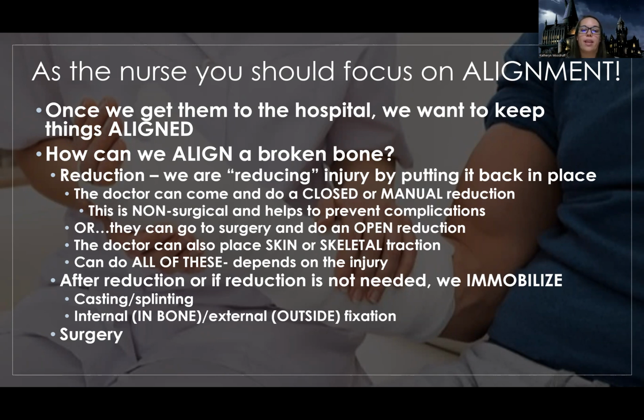Other ways that they can realign the bones is they can place what are called skin traction or skeletal traction, or they can have all of these done or multiple of these done. It just depends on the injury. And so pretty much we align the bones and then we immobilize. So after reduction, or if a reduction is not needed, then we focus on immobilizing through devices like casting, splinting. We can also do immobilization through internal or external fixation. In general, we can also align a broken bone through surgery in general.